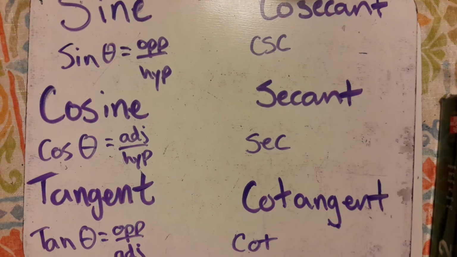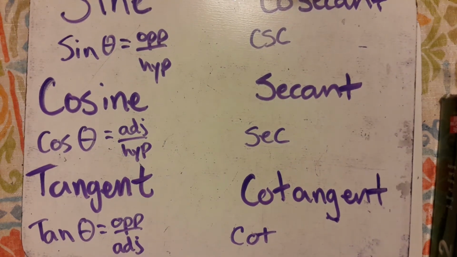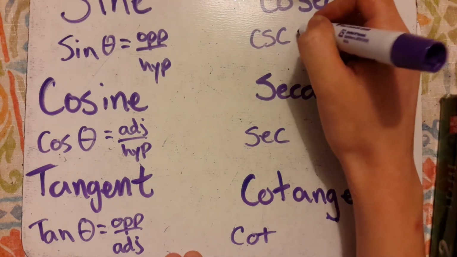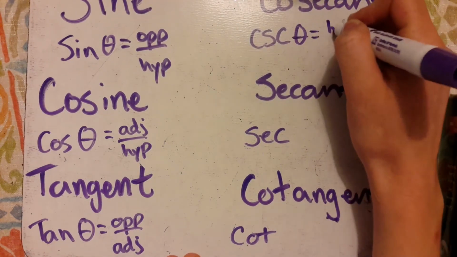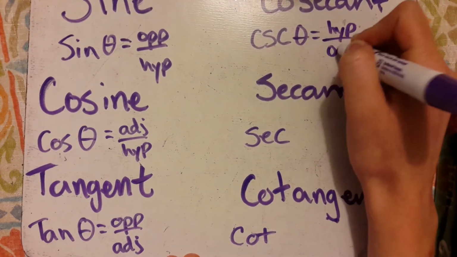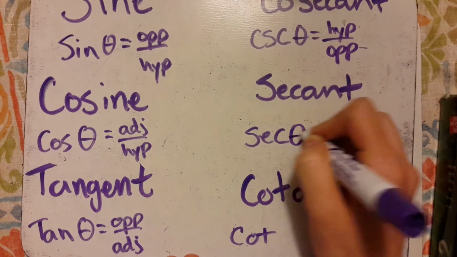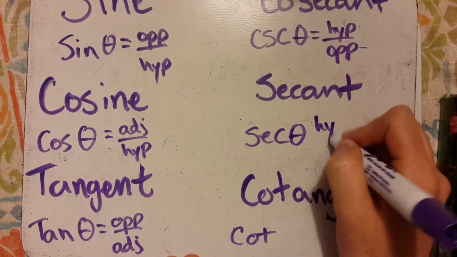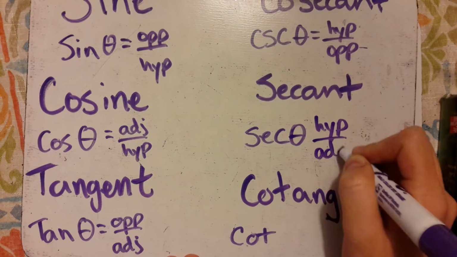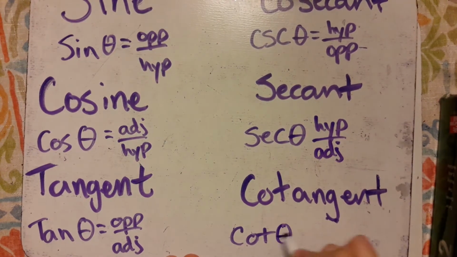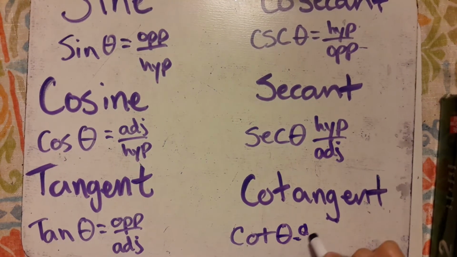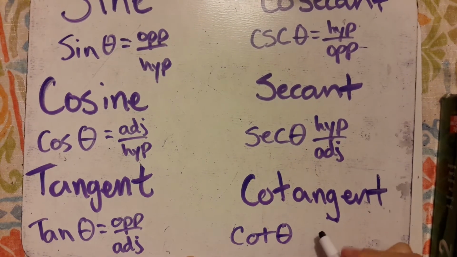And the 3 ratios on the right side are actually mirrors of the left side. So your cosecant is going to be hypotenuse over opposite. Secant is going to be hypotenuse over adjacent. And cotangent is going to be adjacent over opposite.